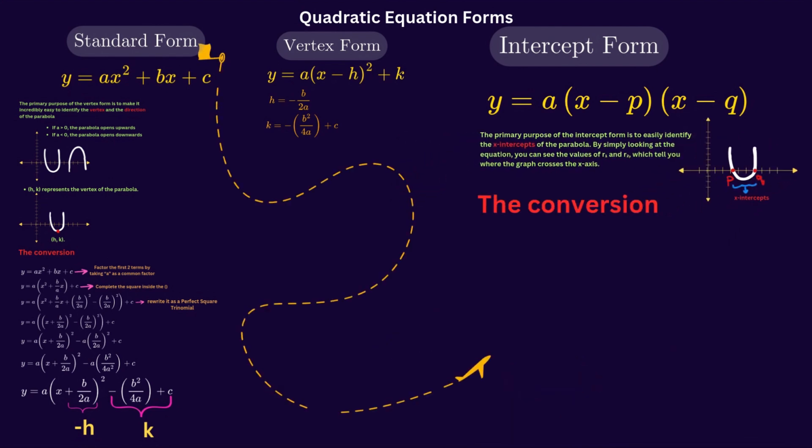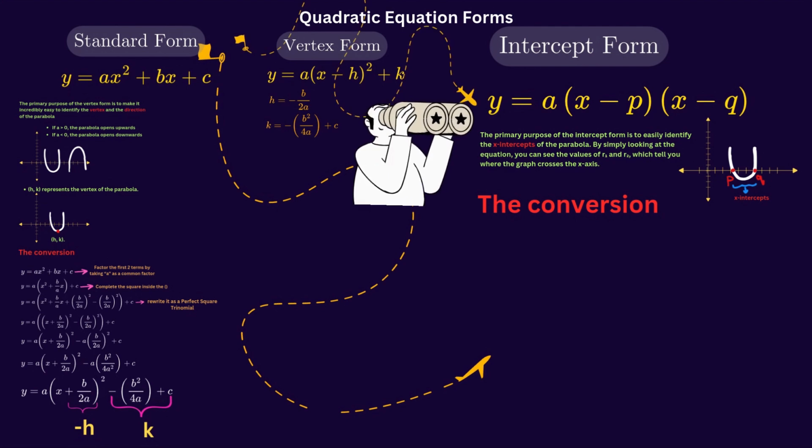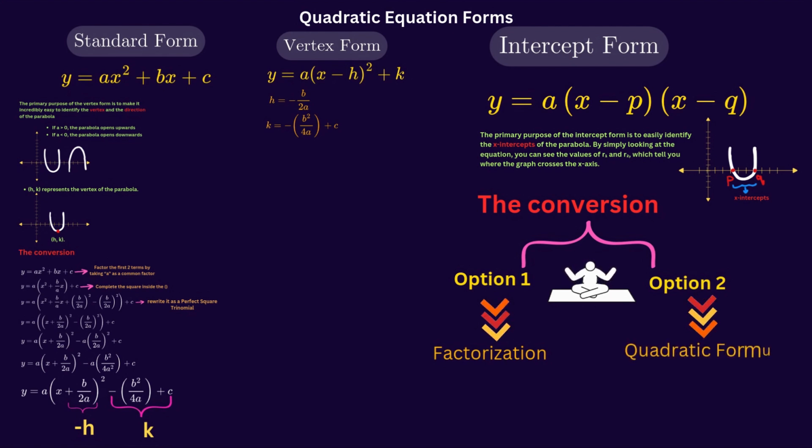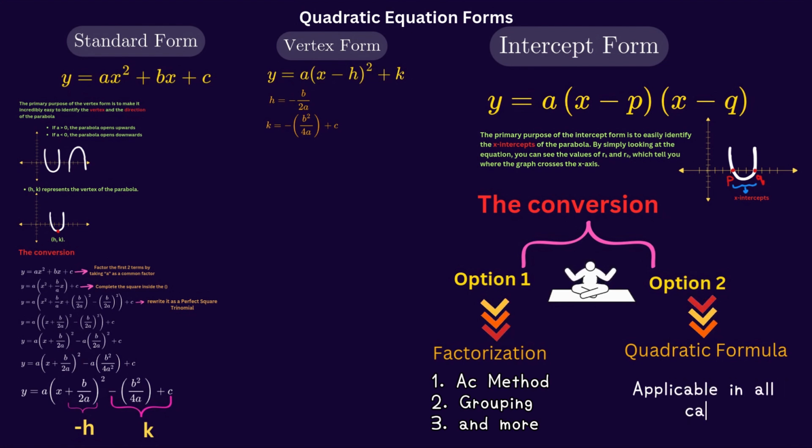Now, how do we obtain the intercept form from the standard form? It's a remarkably accessible process in algebra. Essentially, we recognize that the intercept form can also be referred to as the factorized form. This implies that we need to factorize the standard form. We have two primary options: direct factorization or the quadratic formula. Direct factorization techniques include the AC method or factoring by grouping. If the quadratic expression is not factorable, we can utilize the quadratic formula to determine the roots, which are equivalent to the x-intercepts. That concludes our exploration of quadratic equation forms.